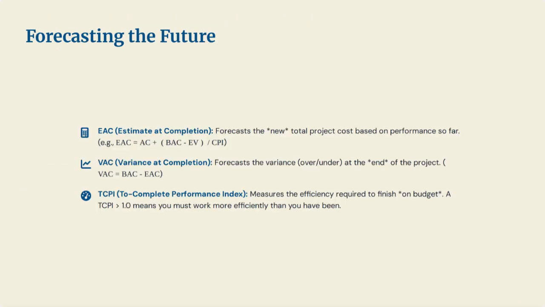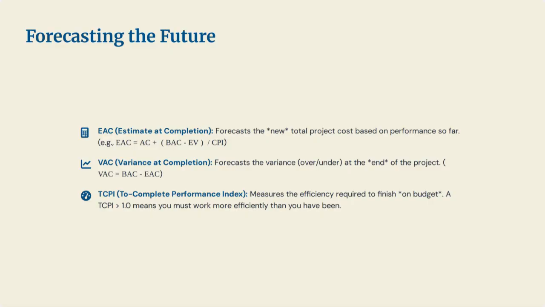The real power of EVM isn't just looking at the past, it's about forecasting the future. Using current performance, the EAC, or estimate at completion, can be calculated. This forecasts the new total cost of the project. If the CPI is 0.8, one cannot just assume the rest of the project will magically be on budget. The EAC provides a realistic, data-driven new total. From there, the VAC, or variance at completion, can be found, which is just the original budget, BAC, minus the new forecast, EAC. This tells exactly how much over or under budget the project is expected to be when finished.